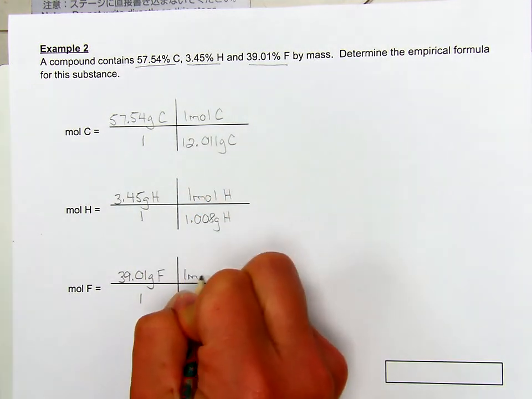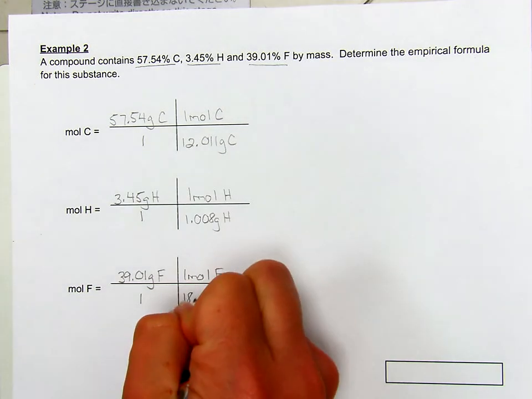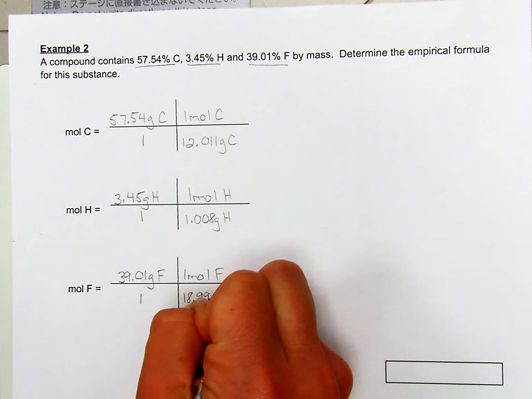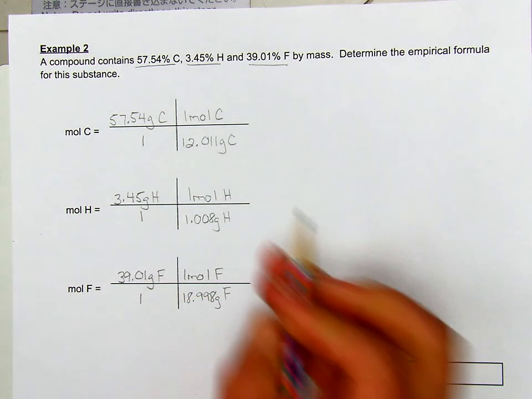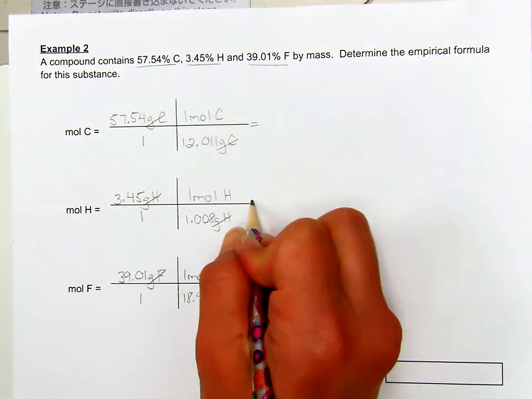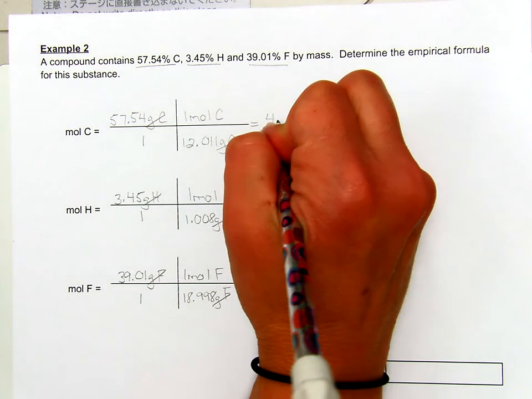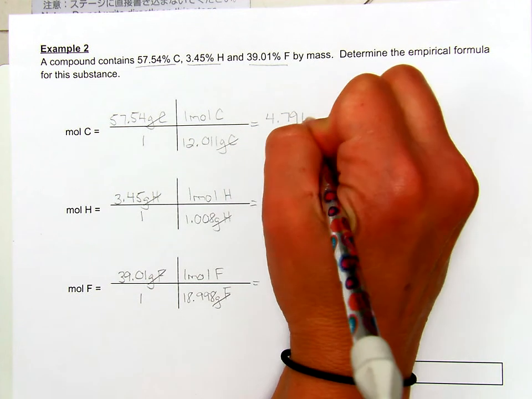And 1 mole of fluorine, sorry, it's not one we use a lot, I actually have to go look, 18.998 grams of F. Remember, we'll have grams and all these cancel. So when we do our math, we will be left with moles of each of these. Now you should try this out and do this with me. You'll find that 57.54 divided by 12.011 gives us 4.791 moles of carbon.